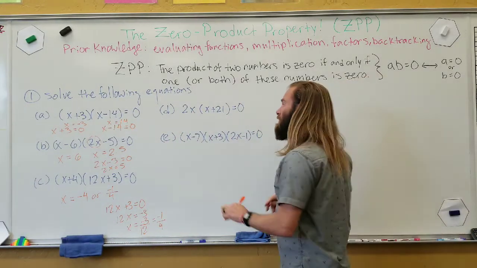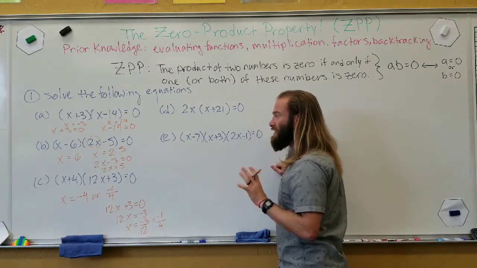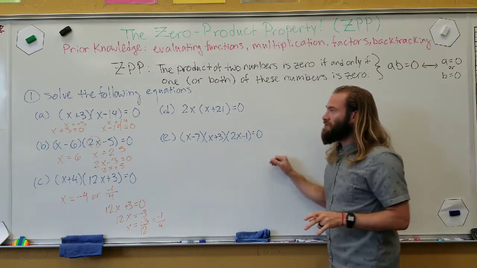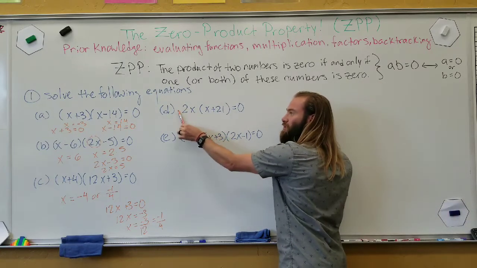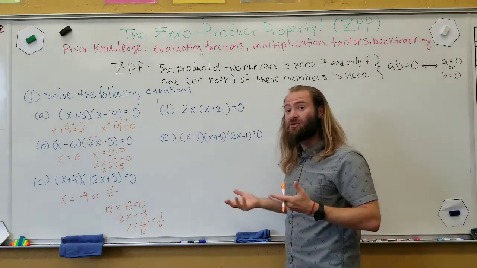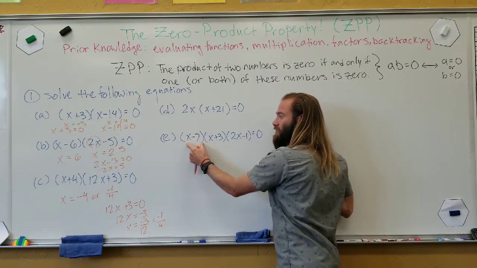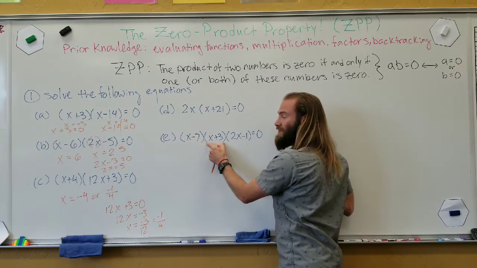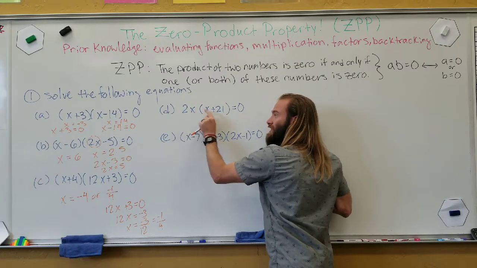Okay, let's take a look at D. This one's a little interesting, and I included it like this on purpose because students will often look at one like this and accidentally say that this one creates a solution of x equals like minus 2 or something like that. But I want you to remember, this is not like these other ones where it was like x plus something or x minus something, okay? This is just 2 times x.